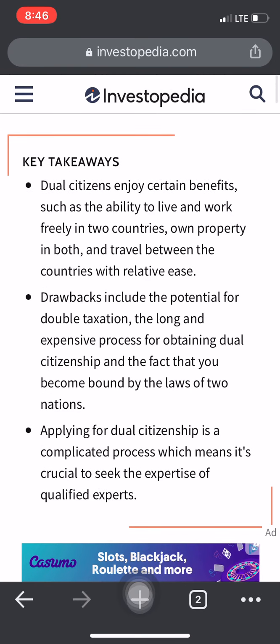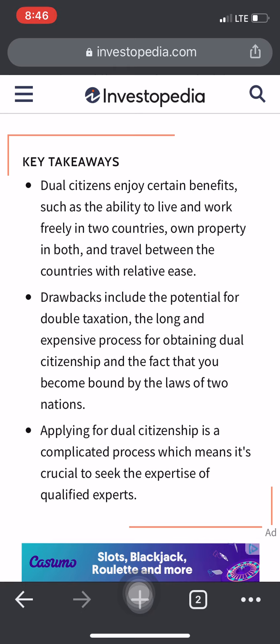So that's why it is very important that you understand that the drawbacks include the potential for double taxation, the long and expensive process for obtaining dual citizenship, and the fact that you become bound by the laws of two nations. So if tomorrow America goes to war, suppose, then you will have to serve in the American military because you are an American citizen as well. I mean, if they issue a draft, then you will have to comply with that. So you are bound by the laws of both countries.